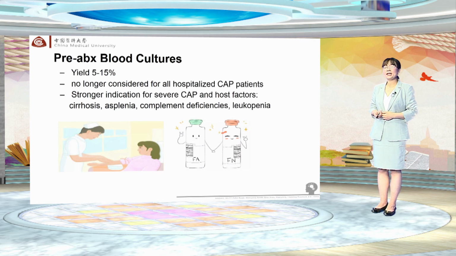We can also do pre-antibiotic blood cultures. Because the yield is so low, only 5 to 15%, it's no longer considered for all hospitalized CAP patients, but is strongly indicated for severe CAP patients and those with host factors like cirrhosis, asplenia, complement deficiencies, and leukopenia. By the way, blood cultures should be collected bilaterally, for both anaerobes and aerobes.